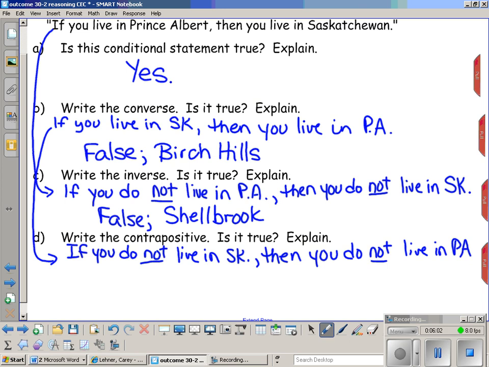Is that true or false? Well, that one is true. If you do not live in Saskatchewan, then you definitely don't live in Prince Albert, because Prince Albert is in Saskatchewan. So hopefully you get the idea. Really what it comes down to is just remembering which ones work together. And then your inverse and contrapositive have the words not in them.